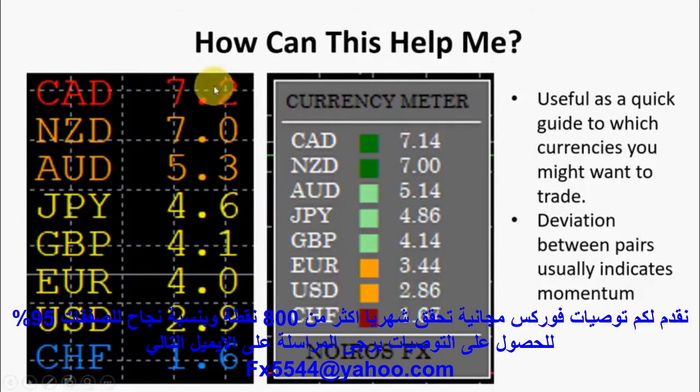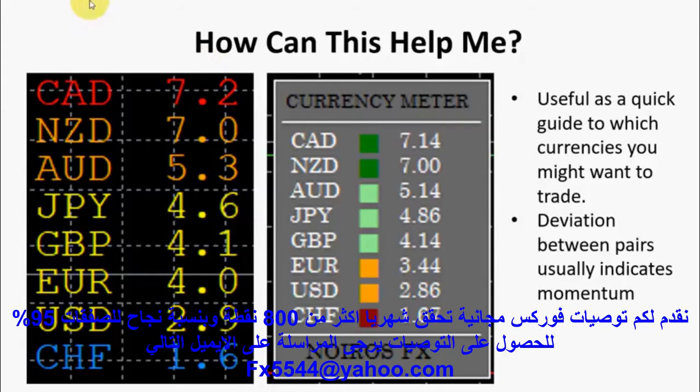For example, Canadian dollar is 7.2 strong and Swiss franc is 1.2. If you subtract 1.6 from 7.2, you see it's about 5 point something, maybe 5.6. We have the figure 4. If the difference is greater than 4, it means those are pairs that will be in a trend.